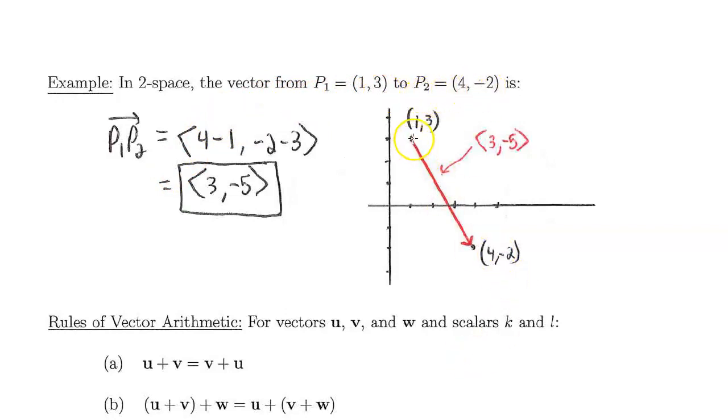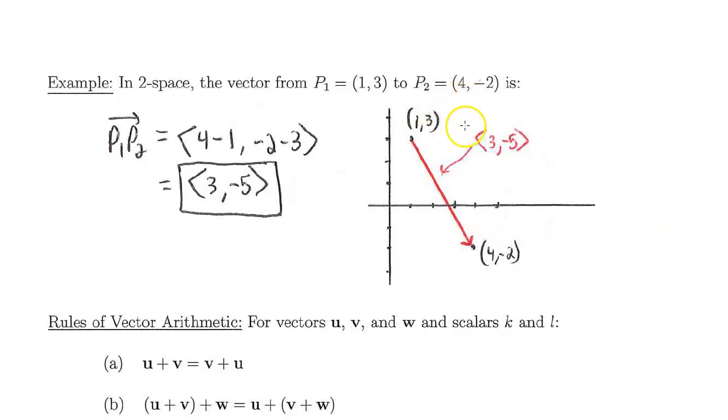what? Well, here's the point (1, 3). There's (4, -2). What's the vector that goes from (1, 3) to (4, -2)? Okay, what's this vector? Well, notice, how far are you going over to the right? Well, to go from 1 to 4, you have to go to the right 3. And how far do you go down? Well, to go from 3 down to -2, you're going down 5. So you're going to the right 3 and down 5. So this is the vector (3, -5).